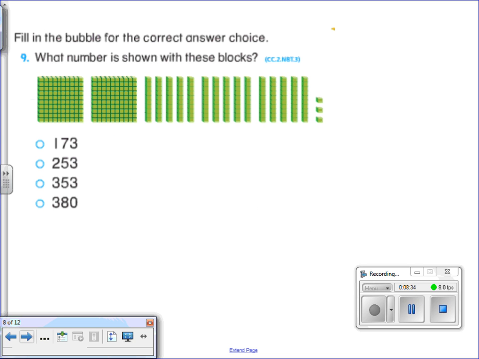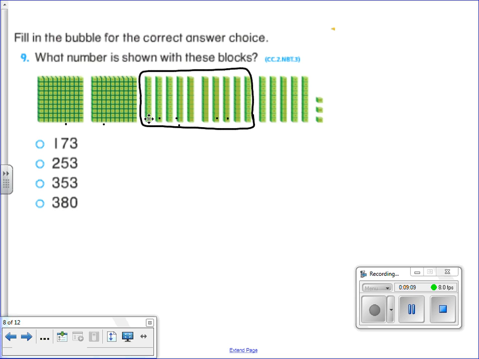What number is shown with these blocks? So in looking at these blocks, I see we have a whole bunch of 10. What is my strategy? What should I try to do to make it easier to look at? Jess? Yep. Great. So we have 1, 2, 3, 4, 5, 6, 7, 8, 9, 10. I should circle this and separate it. And now I know I have another 100. So 100, 200, 300s.